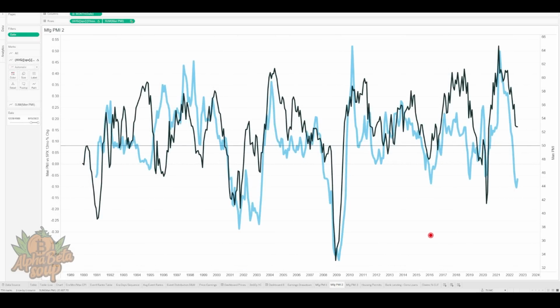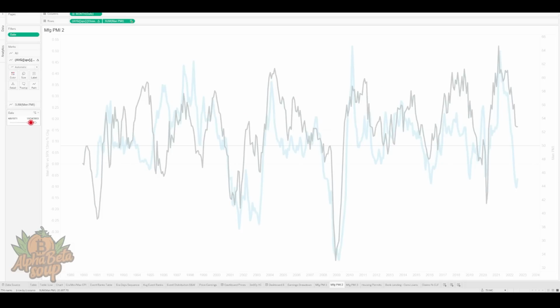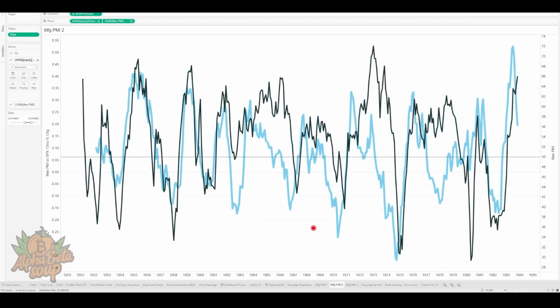Additionally, manufacturing PMIs have a close relationship with the stock market, which makes them even more important for us to look at. Right here in black is the PMI, and in blue is the year-over-year percent change of the S&P on a monthly basis. Note that they follow each other really closely. And in fact, this is true. I can go all the way back to like the 50s and the 80s.